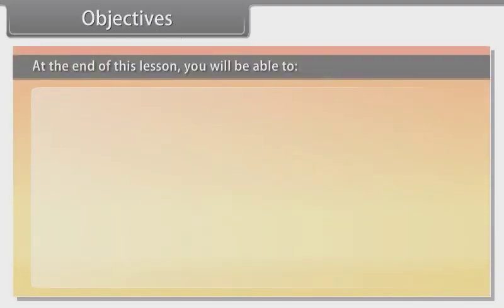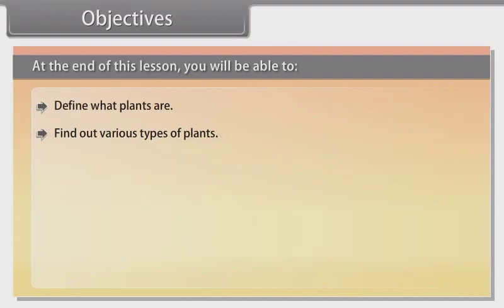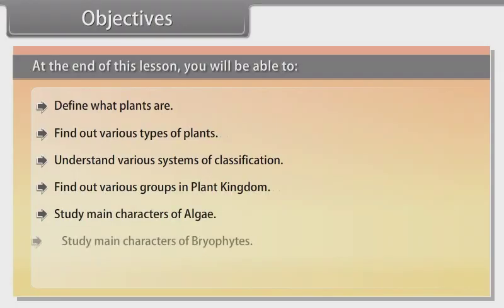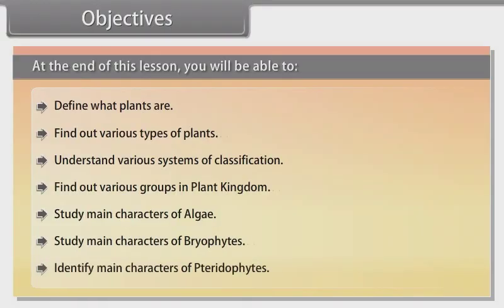Objectives. At the end of this lesson, you'll be able to define what plants are, find out various types of plants, understand various systems of classification, find out various groups in plant kingdom, study main characters of algae, study main characters of bryophytes, identify main characters of pteridophytes.